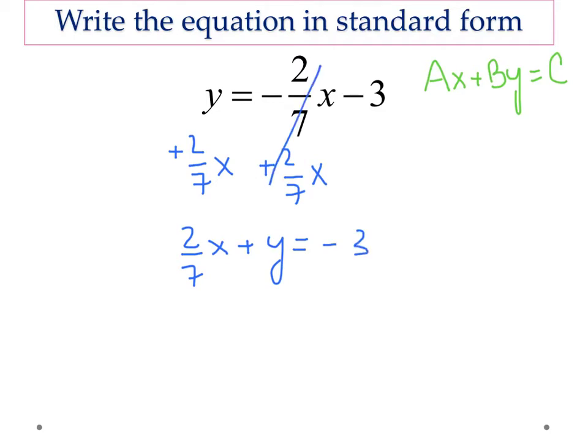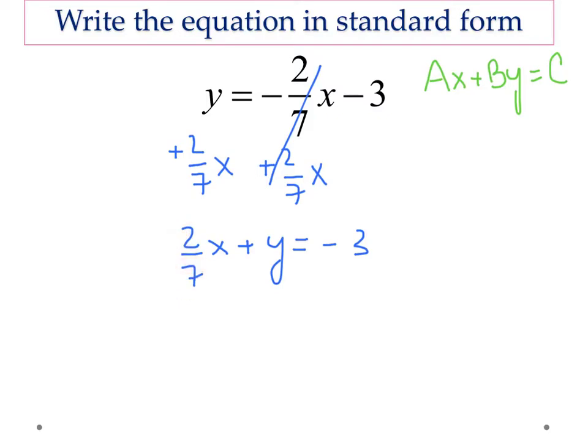Now I am not allowed to have fractions, so you can see that I have here this 2/7 fraction. So I'm going to go ahead and get rid of the fraction. Now how can I make the fraction go away? Now the 2 on the top is okay, right? So I don't need to get rid of the entire number. I just need to get rid of the 7 on the bottom.